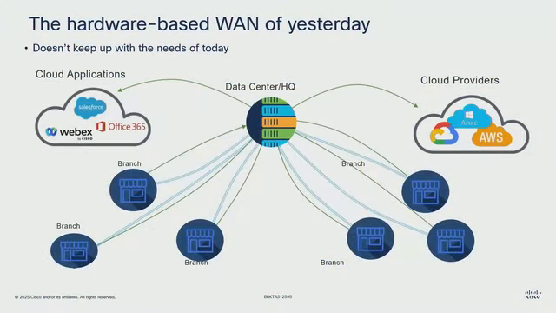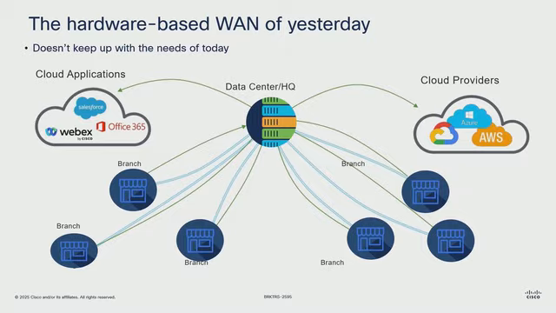So, why SD-WAN? And this is how probably the hardware-based WAN of yesterday would have looked like. We had our branches connected via the MPLS or VPN connections towards the DC or the regional hub. And at any point in time, let's say we had to go to the cloud applications or some of those cloud service providers, we had to go via the DC. We had to branch it out via the DC itself.